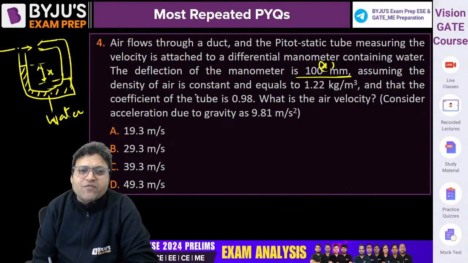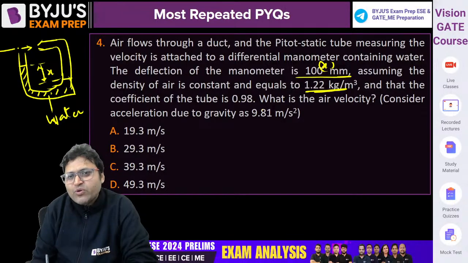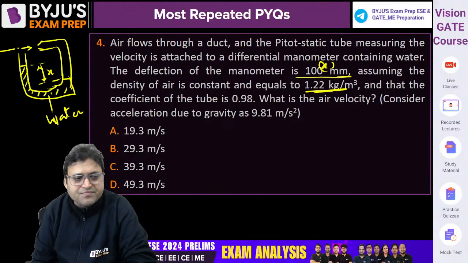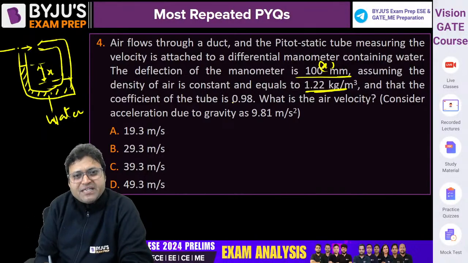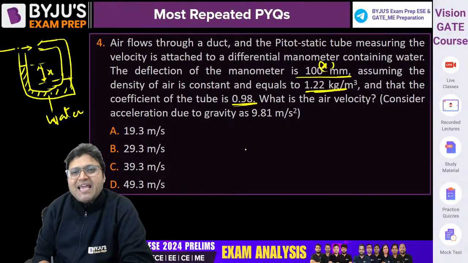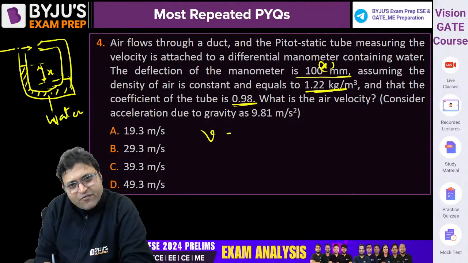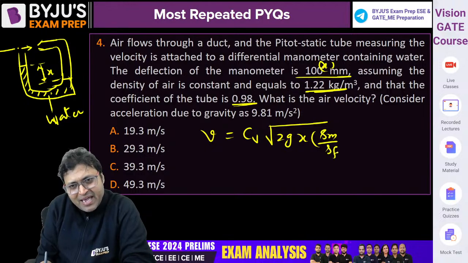Assuming the density of air is constant and equal to 1.22 kg per meter cube, that is the density of air, and the coefficient of the tube is 0.98. What is the air velocity? So velocity of air is equal to Cv into under root of 2g x into Sm by Sf minus 1.